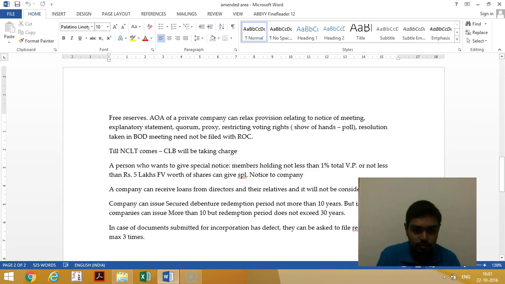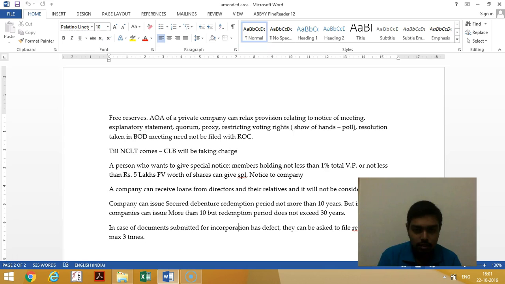Then Section 117, which talks about resolutions which are required to be filed with ROC. Section 117, which is the resolution taken by the board of directors to be filed with ROC, has been withdrawn for private limited companies. So a private limited company's board resolution need not be filed with ROC.